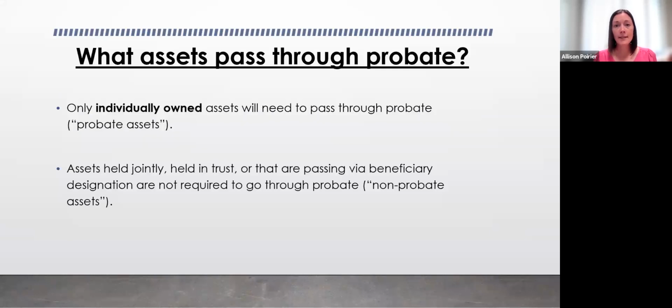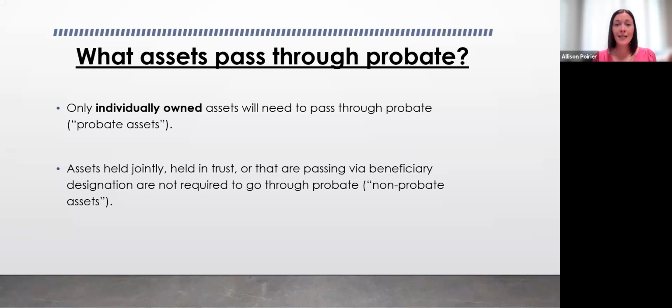So what assets even pass through probate? When are you going to be required to do probate? I find it's important to know that what's going through probate is largely determined by how you own your assets, not necessarily whether you have a will or a trust. That's part of it, but how you own your assets dictates which assets pass through probate and which don't.